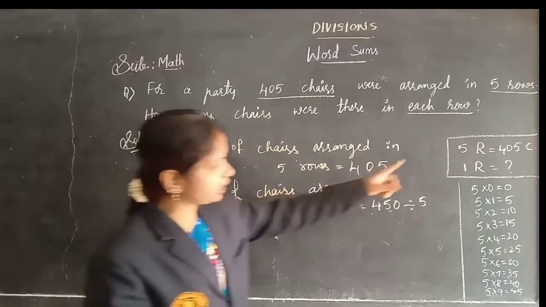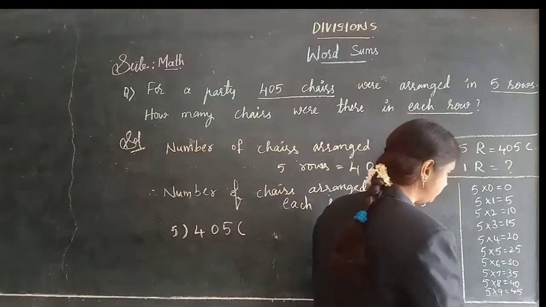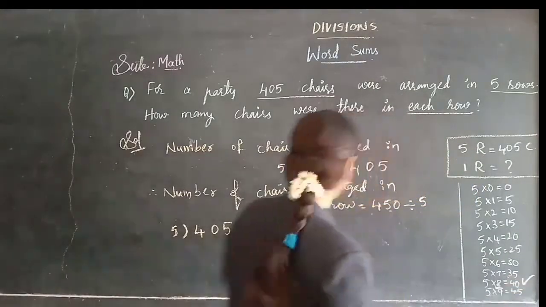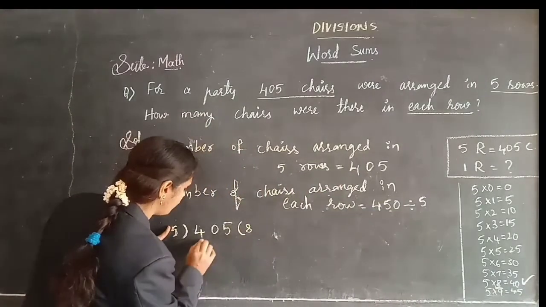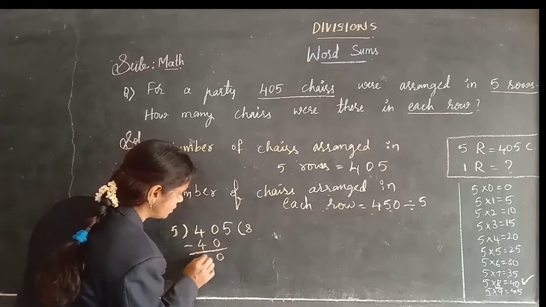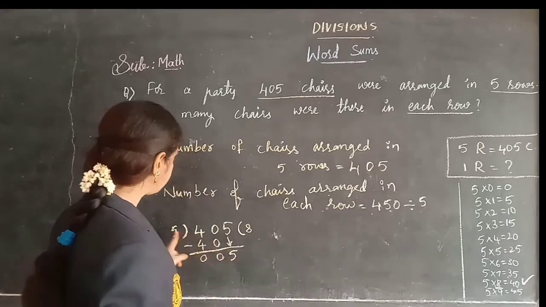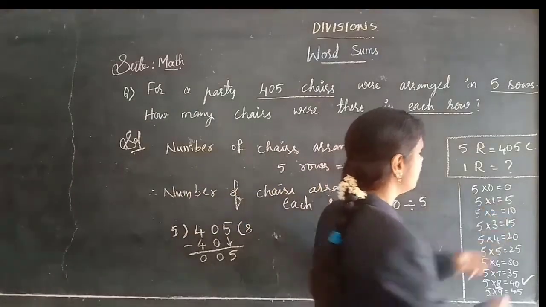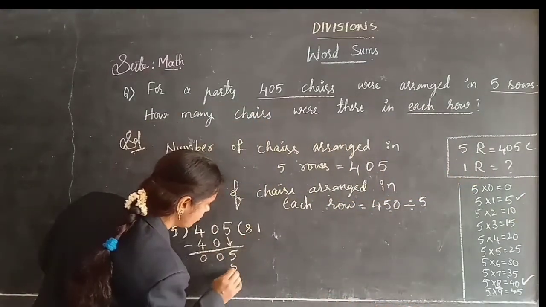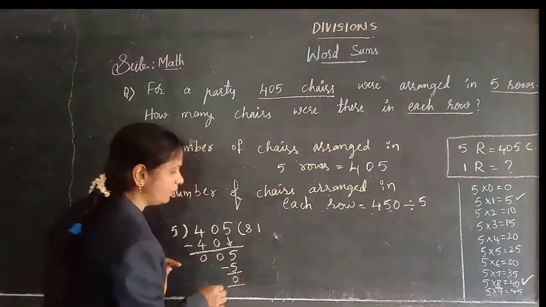Will you get the 40 in that table here? Yes, we are getting the 40 in the 5 table, children. So 5 eights are 40. 0 minus 0, 0. 4 minus 4, 0, and bring down the 5. Now, does 5 come in the 5 table? Yes, 5 ones are 5. Now 5 minus 5, 0. And there are no next digits to bring down, children.